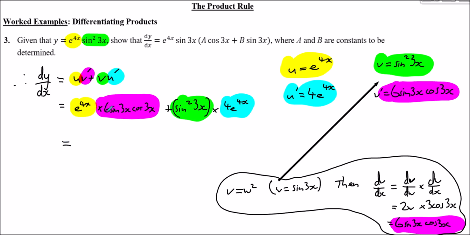e to the 4x multiplied by 6. That's going to give us 6 lots of sine 3x cos 3x times by e to the 4x. Then over here, we're going to have sine 3x multiplied by e to the 4x. Then we can section out the other 4 and the other sine 3x.